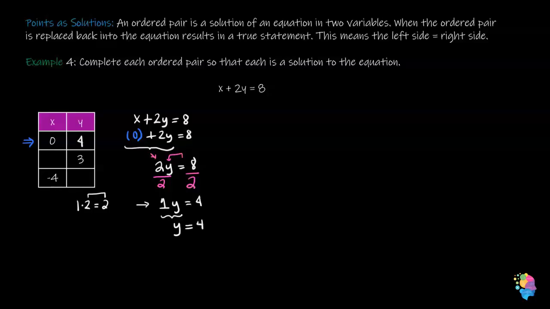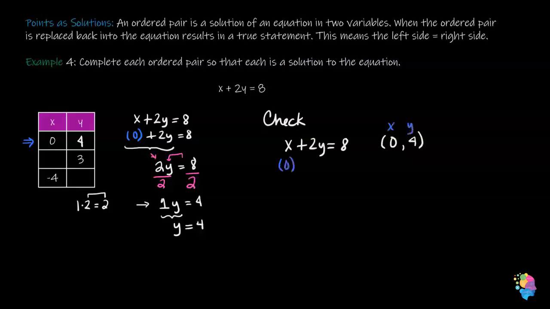Now, how do we check if this is a solution? I'm going to check it here, and then I'm going to erase it because I'm going to need the space for the next point. Let's check here. The equation was x plus 2y is equal to 8. We were given a 0 for the x, and we found a 4 for the y. So let's plug it in. This is an x value, so I plug in 0 for the x value. This is a y value, so then I plug in a 4 for the y value.